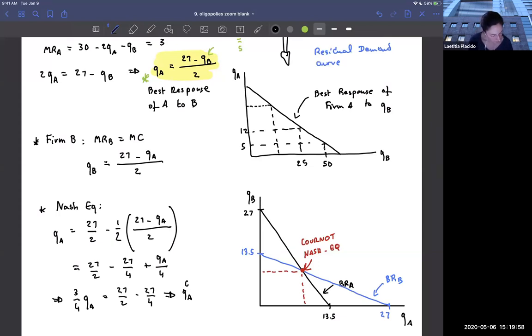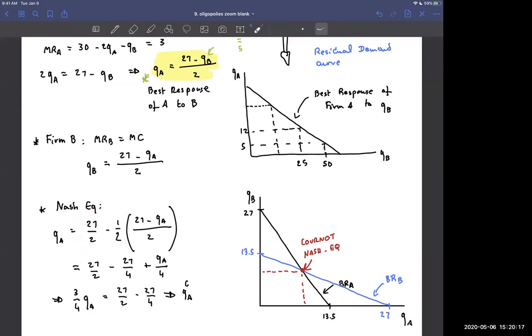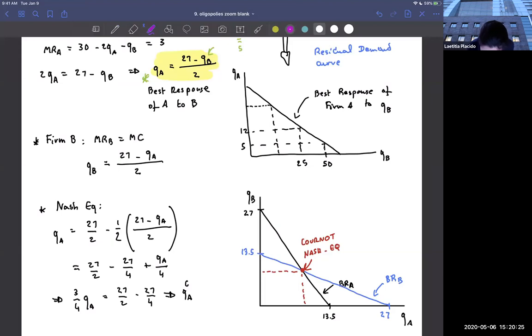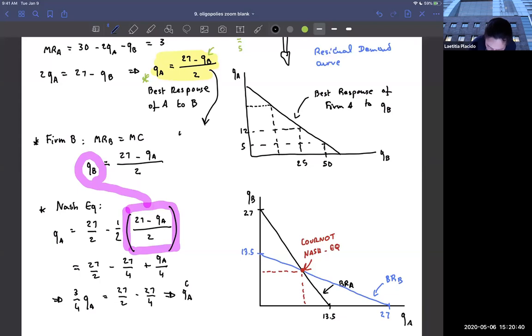Sorry, Professor. How did you get 27 over 2 minus 1/2? Okay, so your question is about that? Yes. Okay. Let me rewrite that. If you look at QA, QA can be rewritten as 27 over 2 minus 1/2 QB. Okay, got it. Thank you. Okay, great.